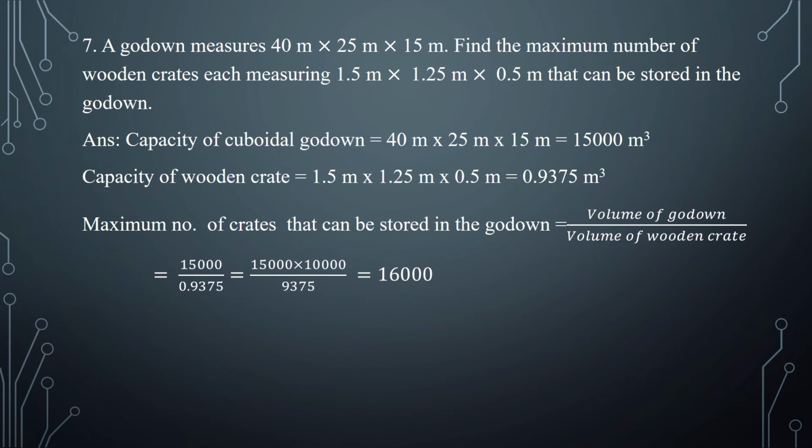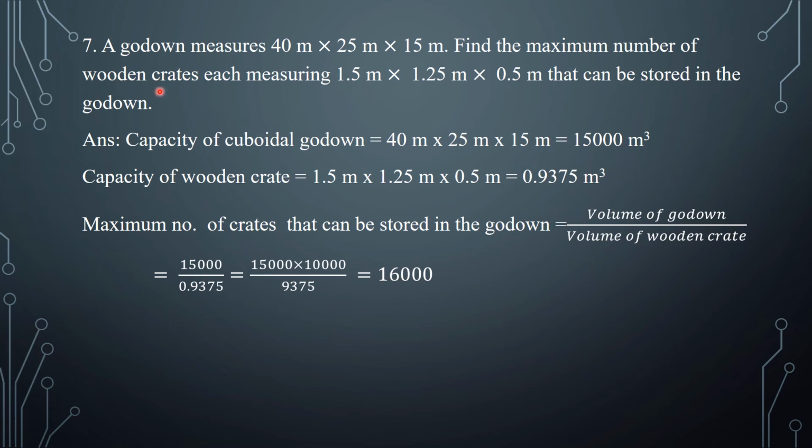Question number 7. A godown measures 40 meter into 25 meter into 15 meter. Find the maximum number of wooden crates, each measuring 1.5 meter into 1.25 meter into 0.5 meter, that can be stored in the godown. We are given the length of the godown is 40 meter, breadth of the godown is 25 meter and height of the godown is 15 meter. Therefore, capacity of the godown will be 40 into 25 into 15, which is equal to 15,000 meter cube.